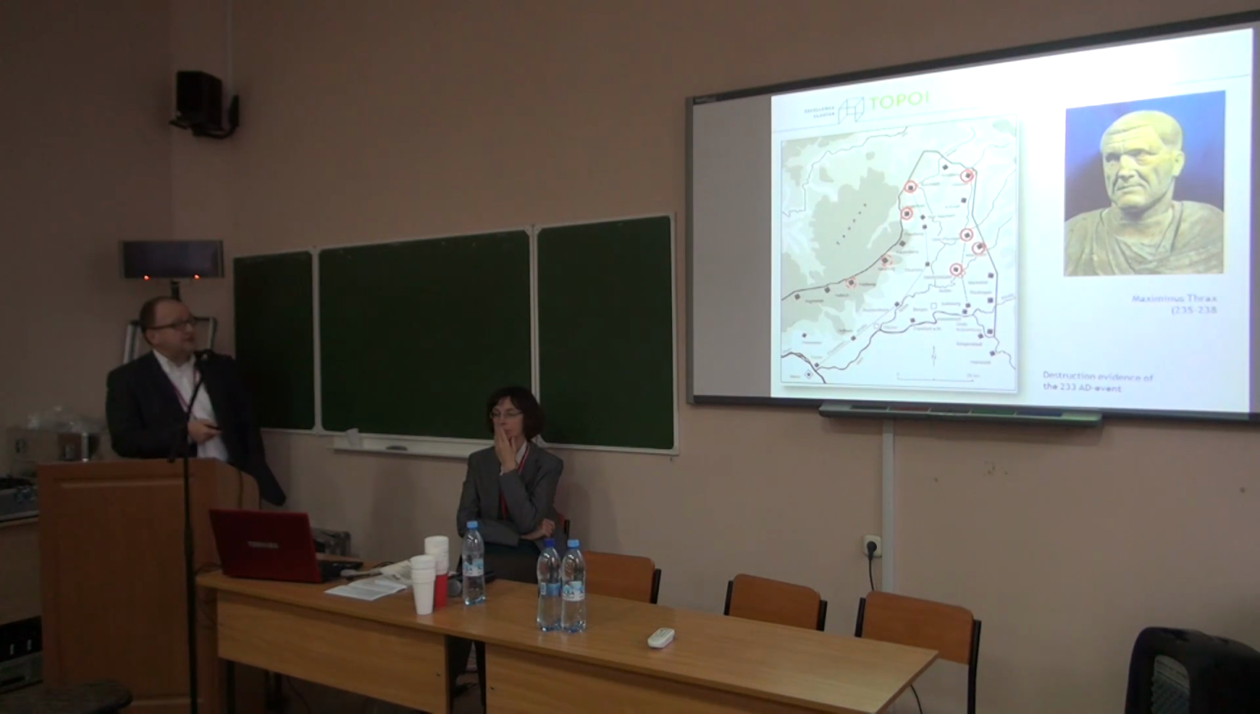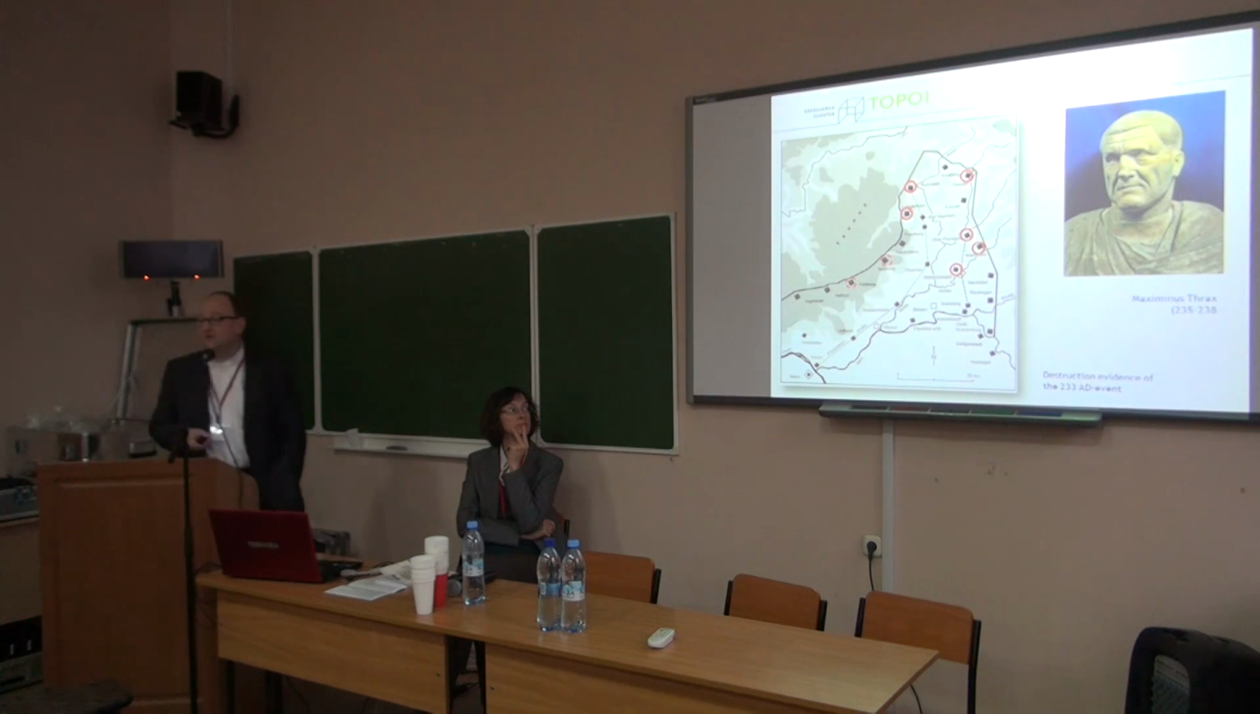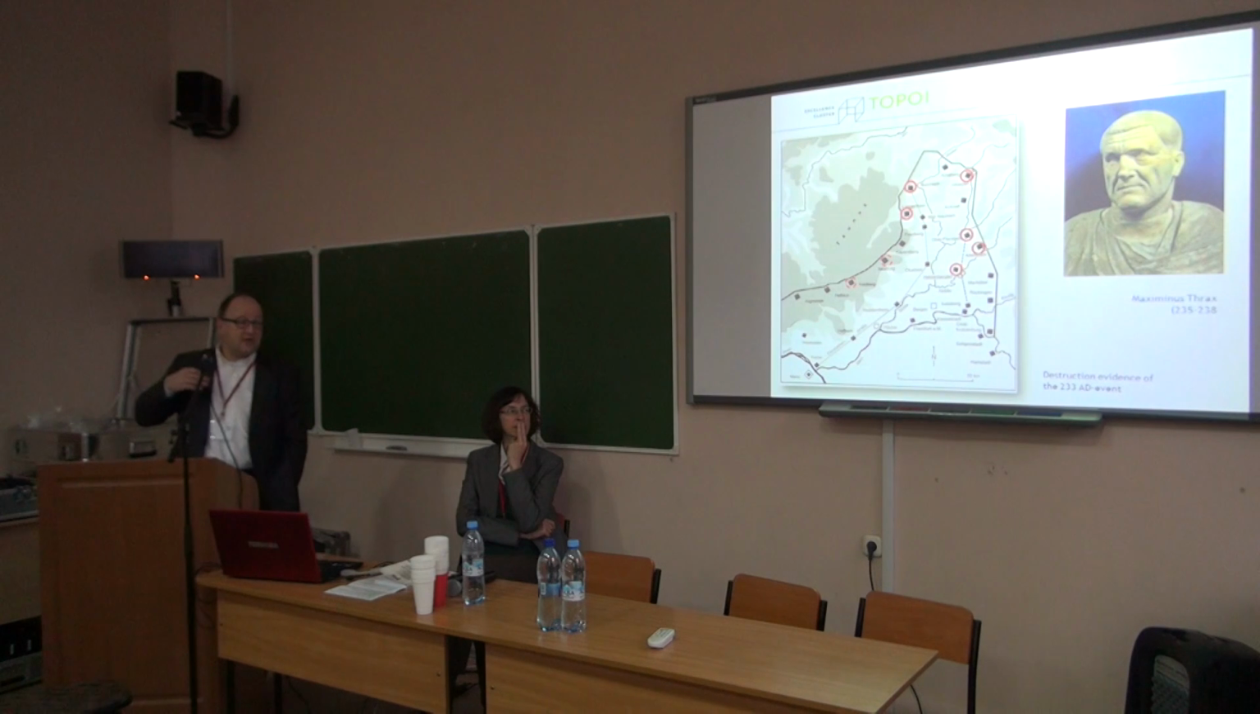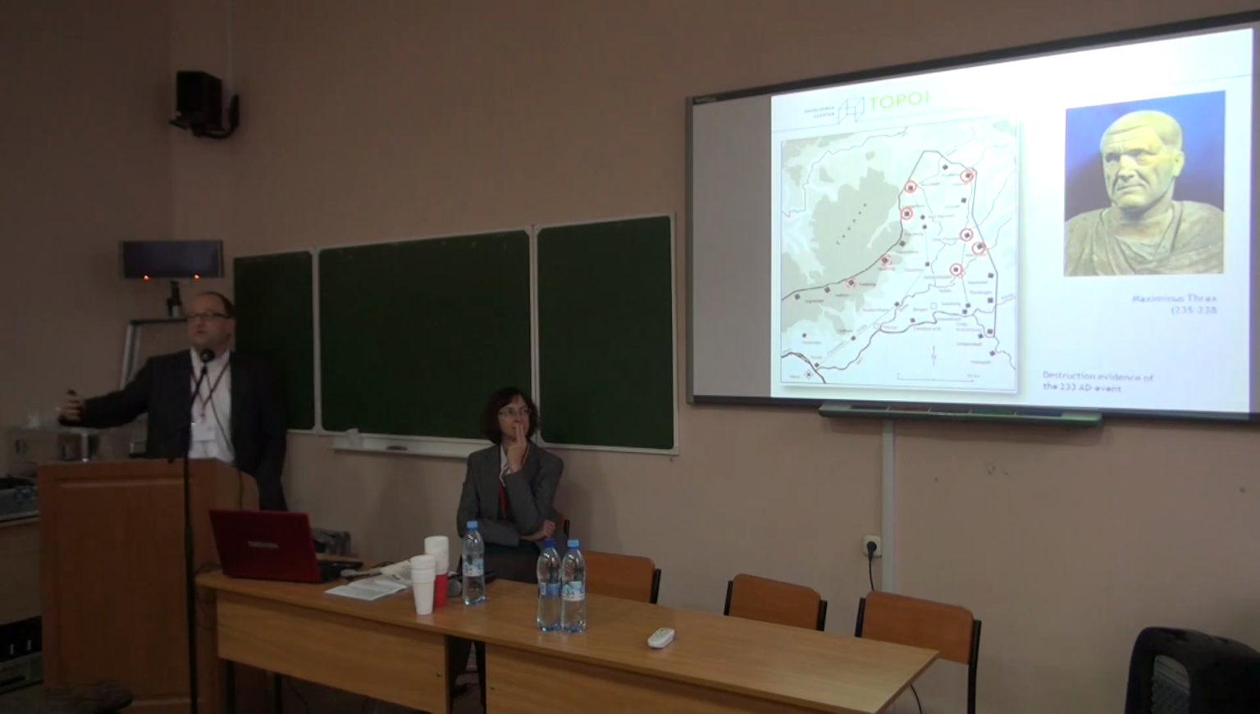So in 233, the Germanic warriors attack the Roman Empire. They cross the Limes in Hessen, and each of these sites shows clear destruction evidence from 233. They managed to get far into the Roman provinces, and they rob and kill, and finally they return.